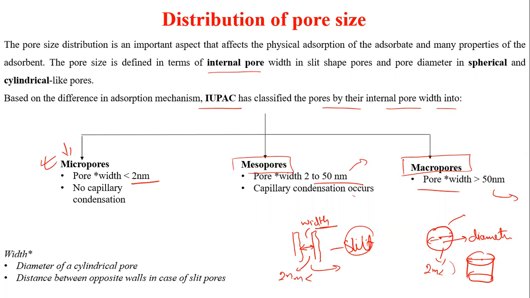So based on the width, the pores are divided into three major categories. One is micropores when the width is below 2 nanometer, mesopores when the width of the pore is between 2 to 50 nanometer, and macropores when the width of the pore is greater than 50 nanometer. When the pore is very small, no capillary condensation occurs. And if the pore is between 2 to 50, then capillary condensation occurs. And this capillary condensation phenomenon is very important to determine the hysteresis loops of your isotherms, which we will see later.